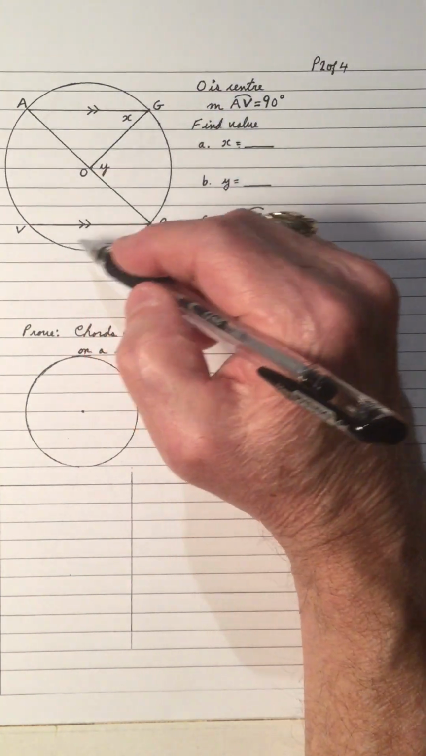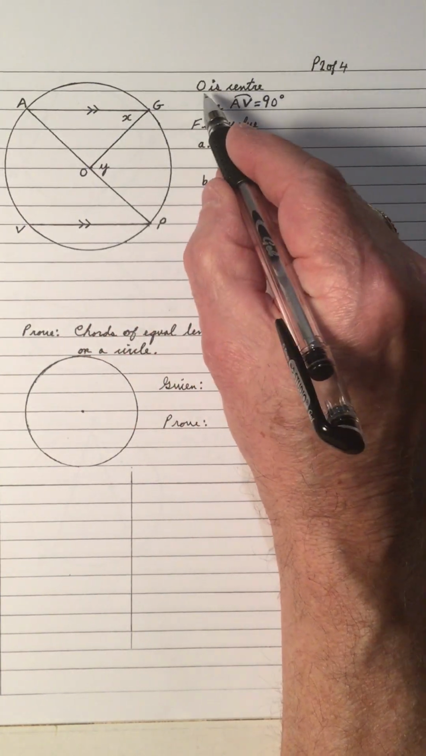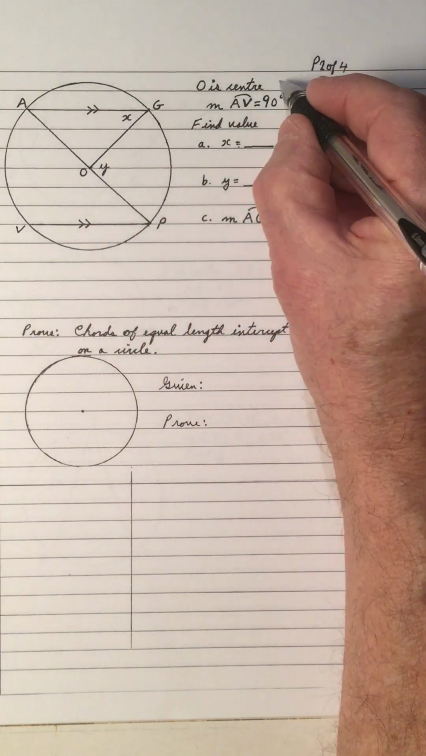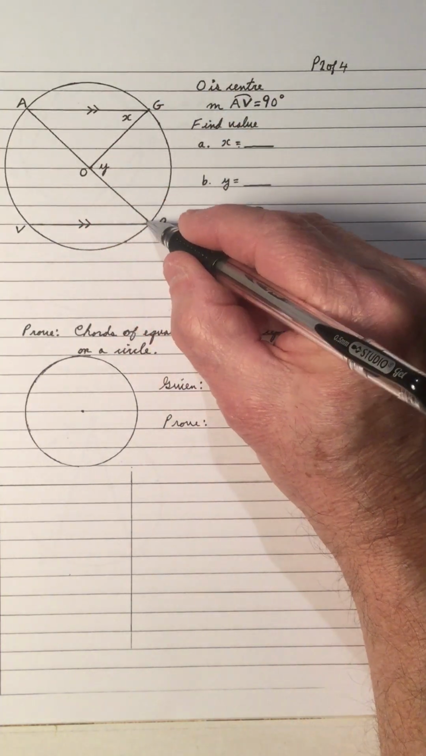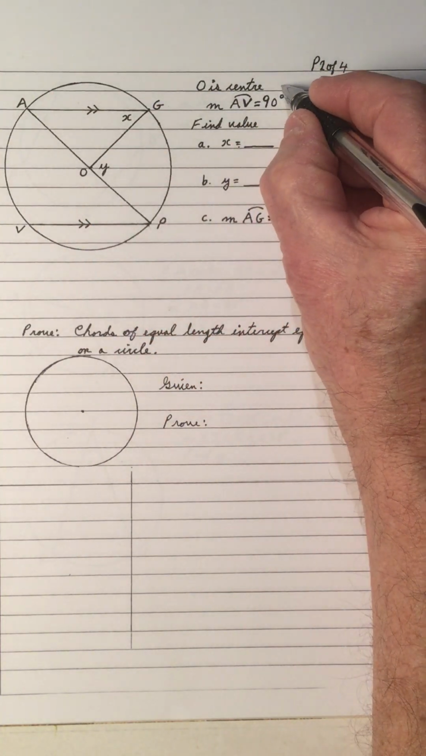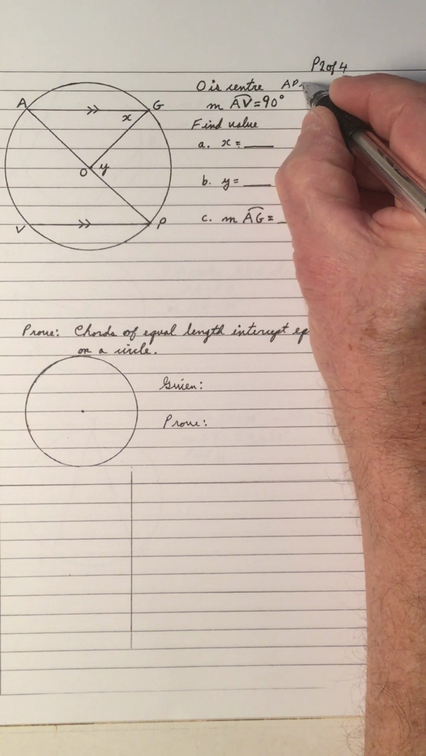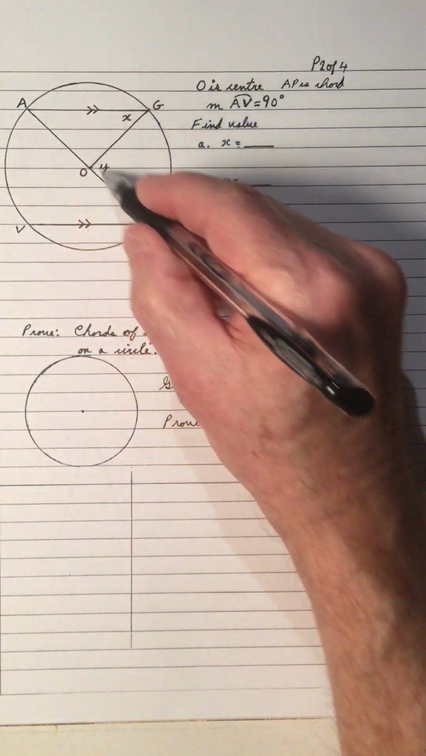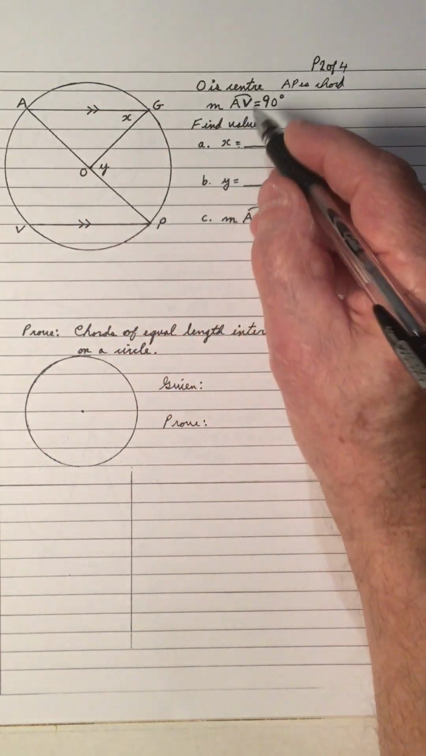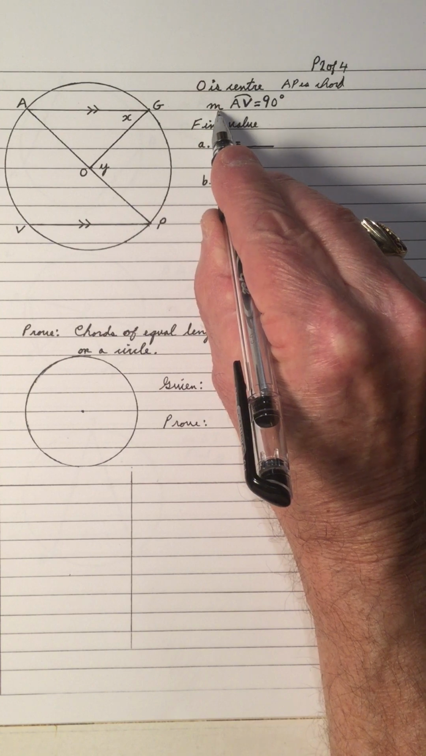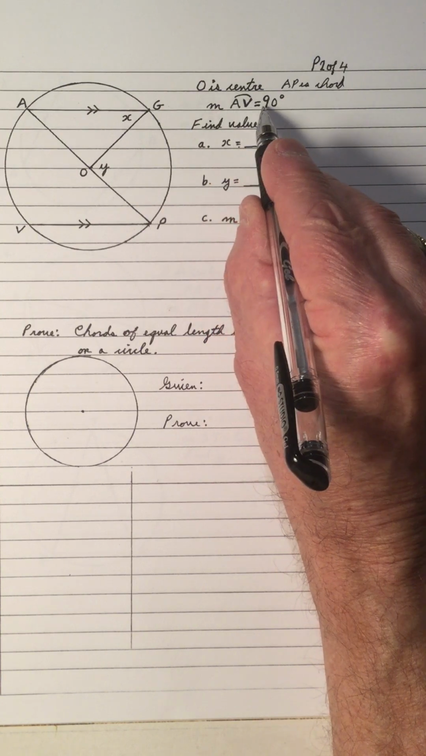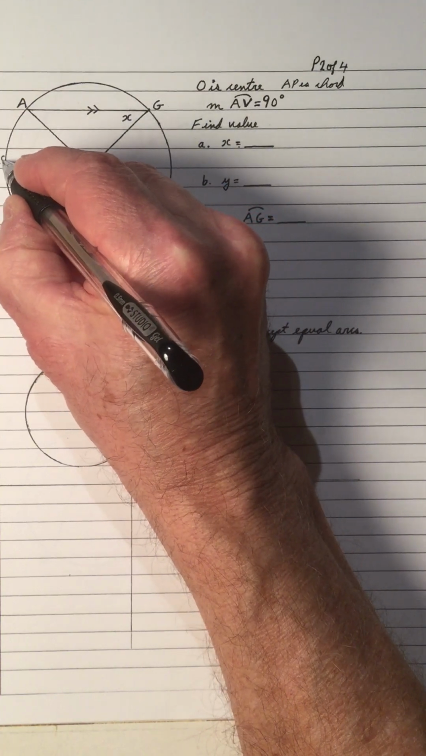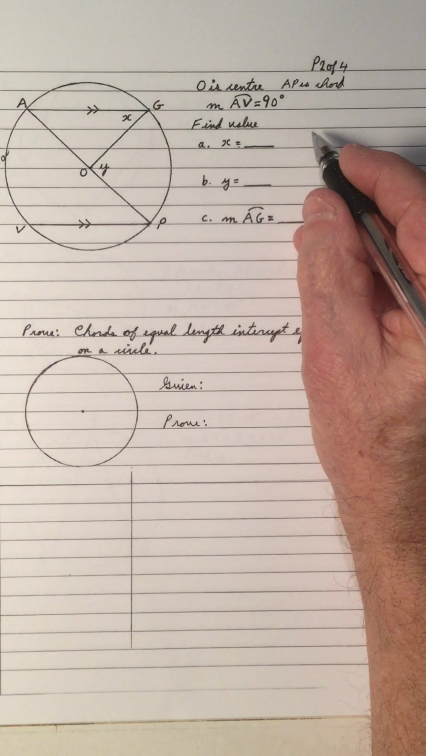I have a diagram drawn here, and I have the given information. O is the center of the circle. And this has to be a diameter. So I could have said that AP is a chord, which means that AP is the diameter. And we're given that the measure of the arc AV is 90 degrees. So that's 90 degrees from here to here.